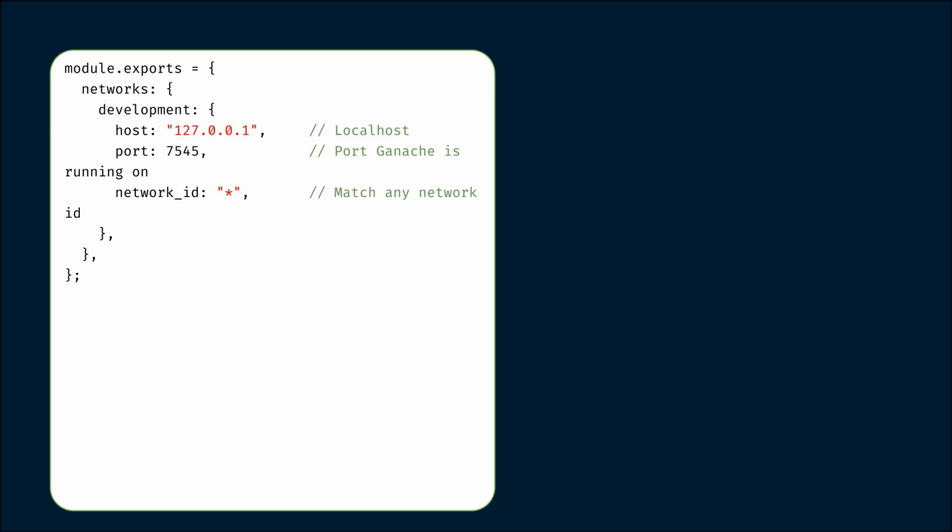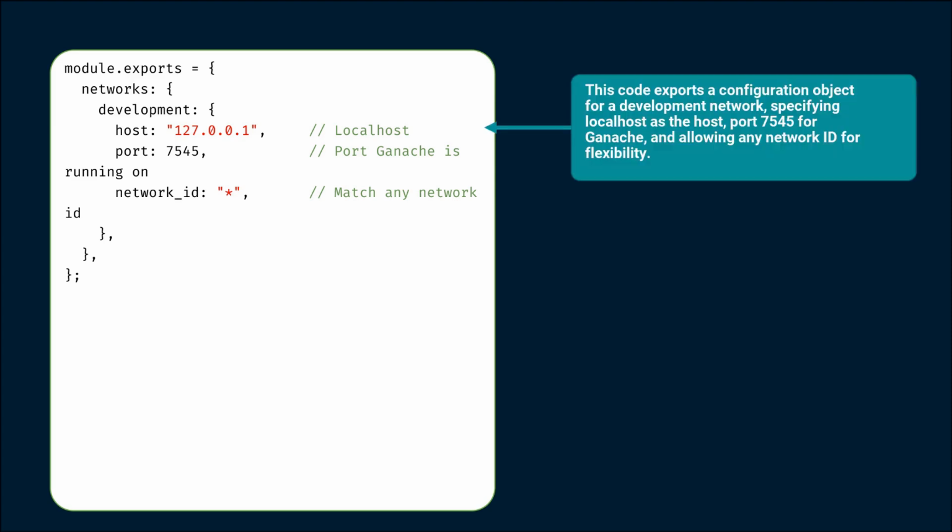Next, we will write the configuration needed for deploying our smart contracts to the Ganache blockchain. This configuration is crucial as it informs Truffle how to connect to the local Ethereum network you've set up with Ganache. The first part defines a module export, which is standard practice in JavaScript to allow other parts of your application to use this configuration.